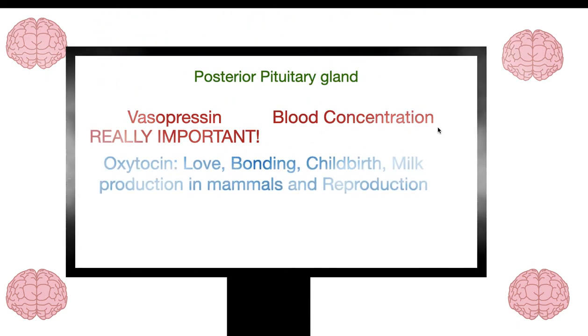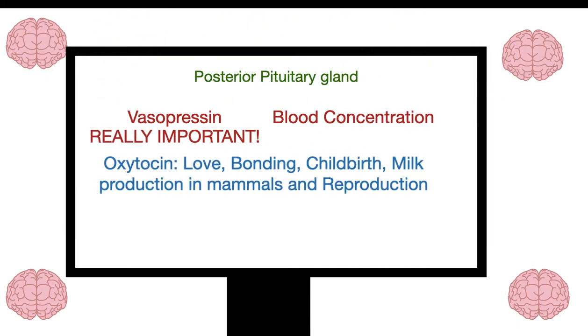Then the next part is oxytocin, which is important for love, bonding, childbirth, milk production in mammals, and reproduction. A lot of hormones, a lot of functions.